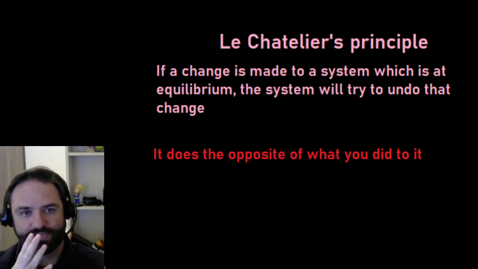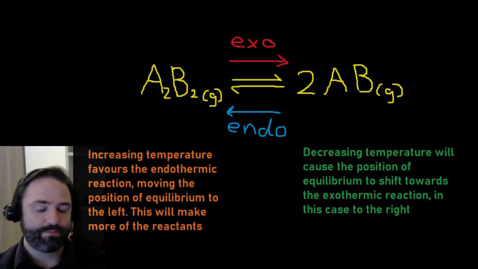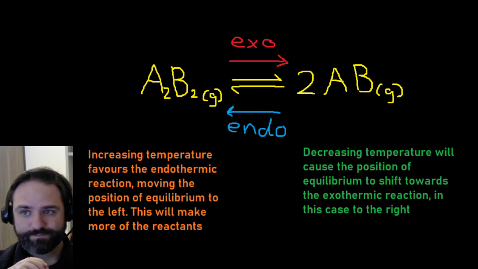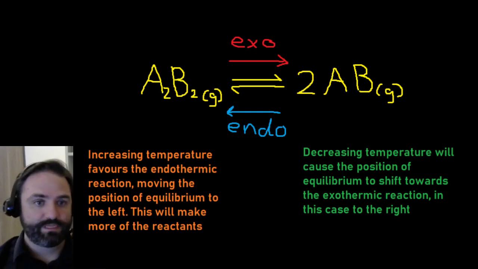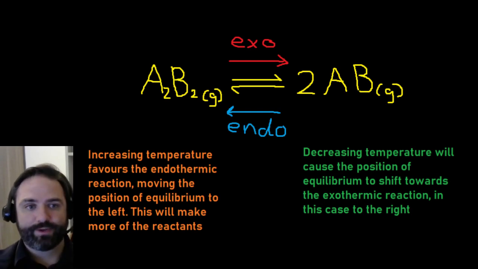So let's say I have this made-up equilibrium here, not using real chemicals. And whenever you have a reversible reaction, one of the directions will be exothermic. Exothermic means it releases heat. And one of the directions will be endothermic. It means it takes heat in. So I will pretend for this one that my forwards reaction is exothermic.